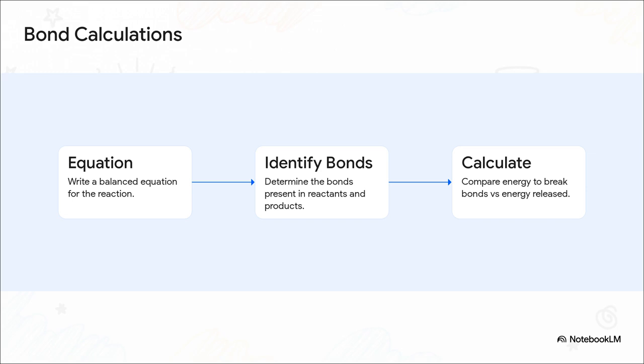Finally, you calculate the total energy spent breaking the old bonds and compare it against the total energy earned making the new bonds. If you release more energy making the new bonds than you spent breaking the old ones, the reaction is exothermic. But if you spent more energy breaking those stubborn old bonds than you got back forming the new ones, your reaction is endothermic.